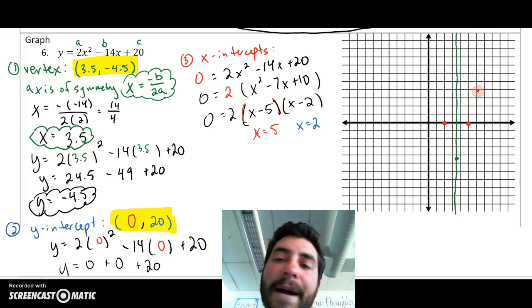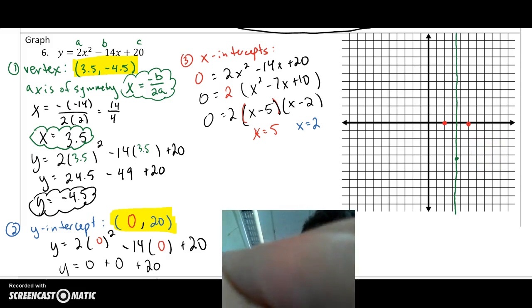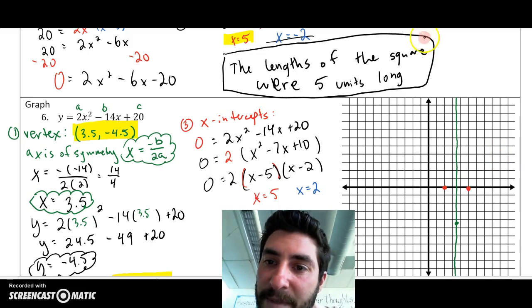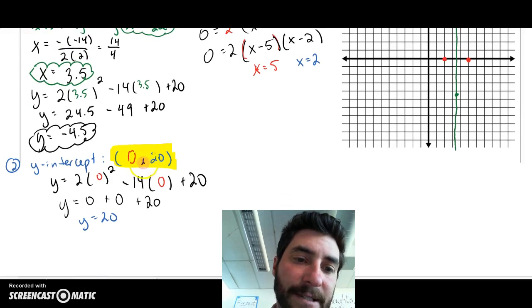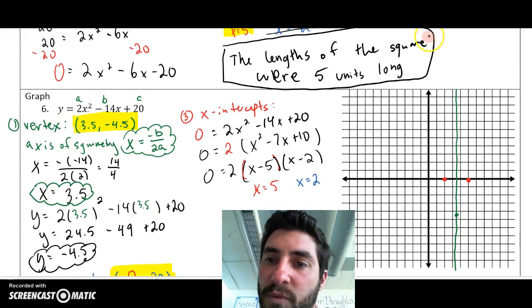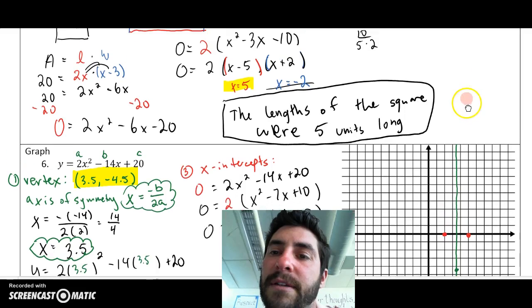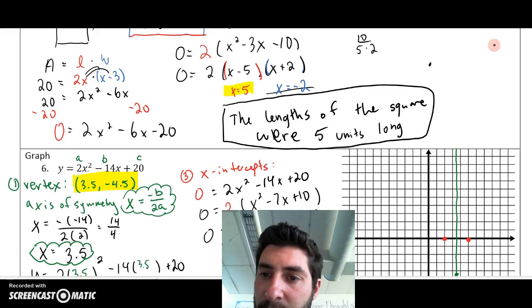I'm gonna be lazy, to be honest. No, actually, no, I'm not. Yes, I am. I'm gonna choose to not plot it. I'm gonna say that my y-intercept is up here at 20. This is 1, 2, 3, 4, 5, 6, 7, 8, 9, 10, 11, 12, 13, 14, 15, 16, 17, 18, 19, 20. It's somewhere way up here, right?